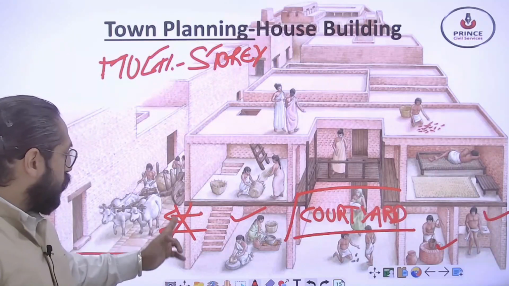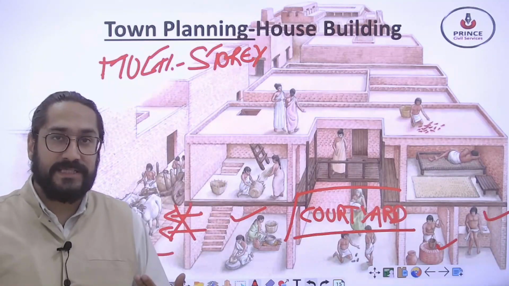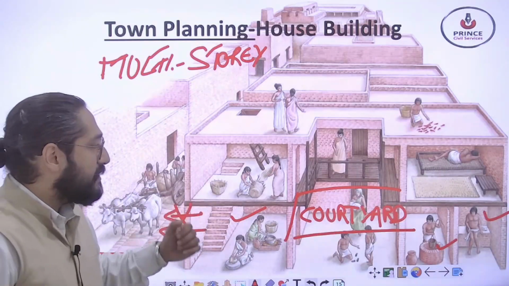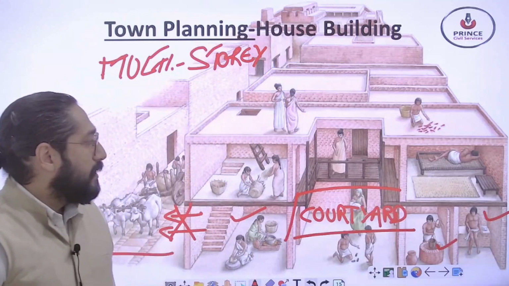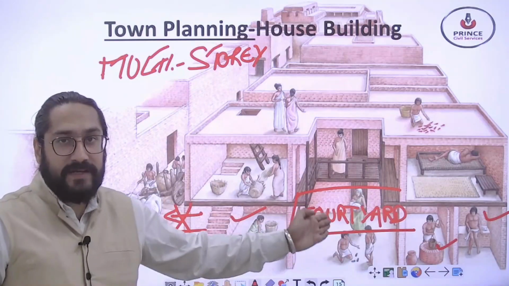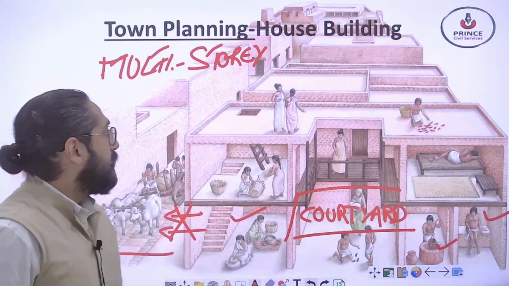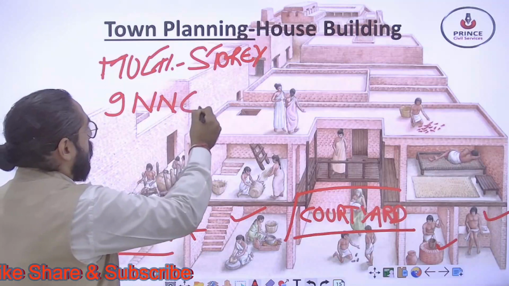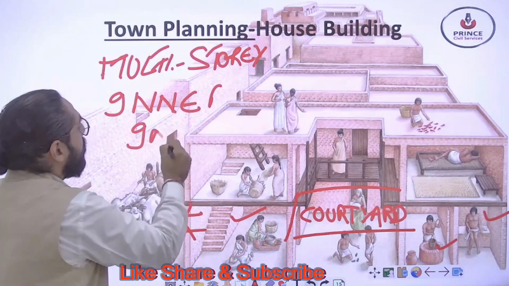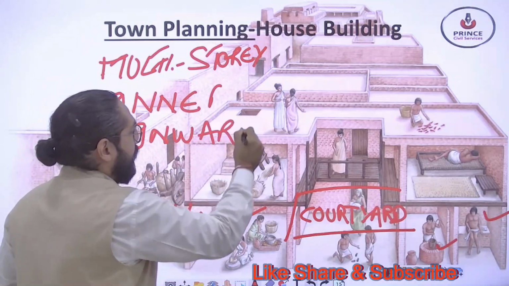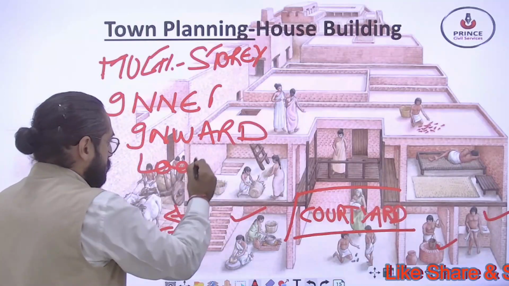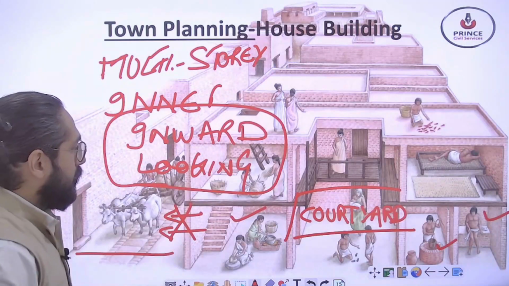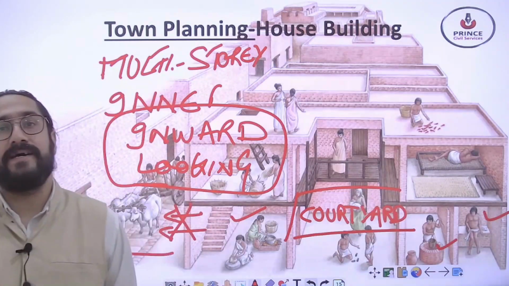So we have discussed no windows or doors opening onto the main street. Second, we discussed that they had a courtyard. Then we discussed that they had stairways, a well and a toilet. With this whole system, having a courtyard in the house, it can be said that their house system was an inward looking system. So this is how they planned their houses.